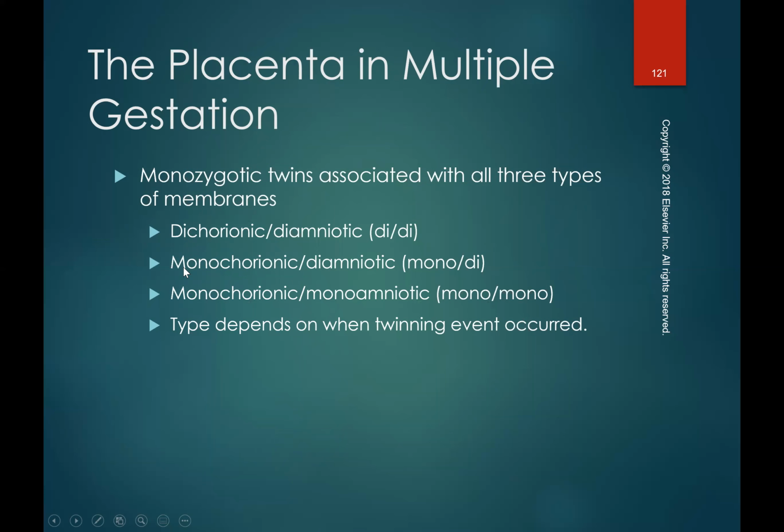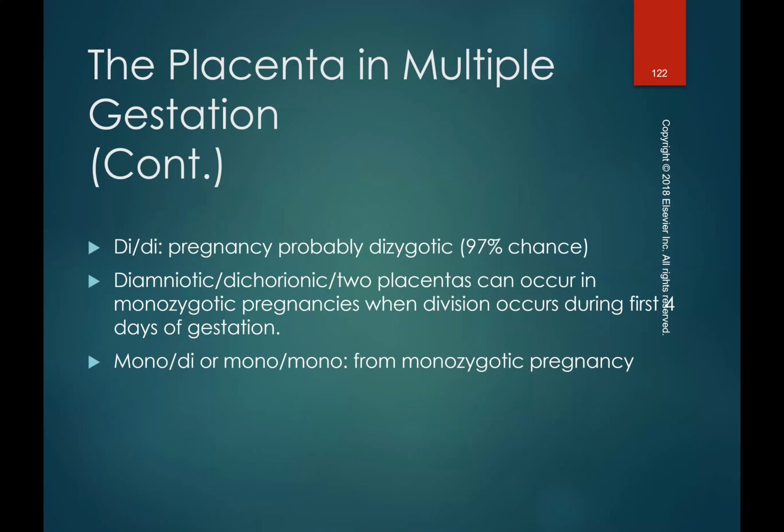If it's mono, it's one. So monochorionic, one placenta, one sac. Those are considered mono twins. So di twins, they're probably dizygotic, which means that they're fraternal. They're not identical. So diamniotic, dichorionic twins have two placentas. It can occur sometimes in monozygotic, which is identical twins, if division occurs pretty fast, but it's not very likely.